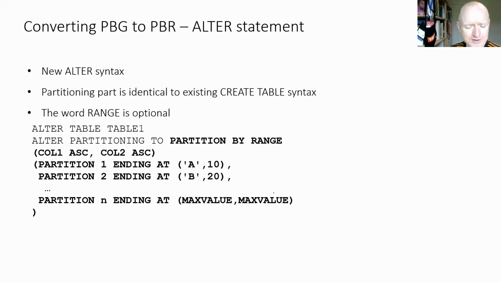So there's a new ALTER syntax, and I think the great design by IBM, the partitioning part is completely identical to the CREATE TABLE syntax. So if you can write a partitioning clause for CREATE INDEX, for CREATE TABLE, you can also write it for the ALTER TABLE here. So that's great. ALTER TABLE ALTER PARTITIONING TO PARTITION BY RANGE, and then the partitioning as business as usual. The word RANGE is optional if you prefer not to type that for whatever reason. I don't know why.